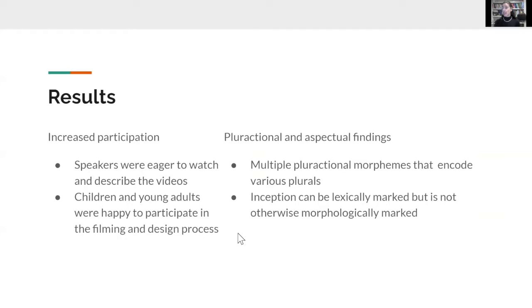The structural findings raised actually more questions than they answered, although we do have some results that are under review right now in Linguistic Typology. But some things that we did learn from this task, we observed that both languages had multiple pluractional morphemes with flexible functionality. So each of these morphemes variously encoded plural subject, plural object, or plural event, which just depended on the event that was being used.